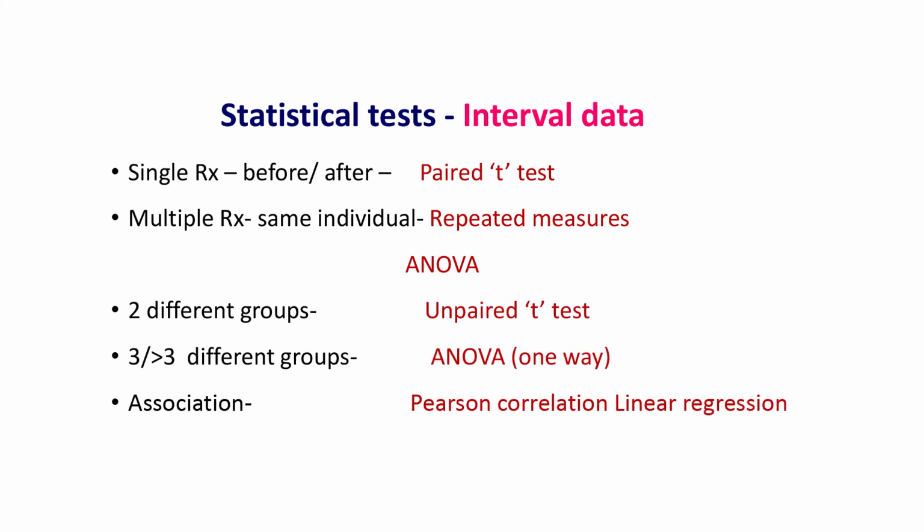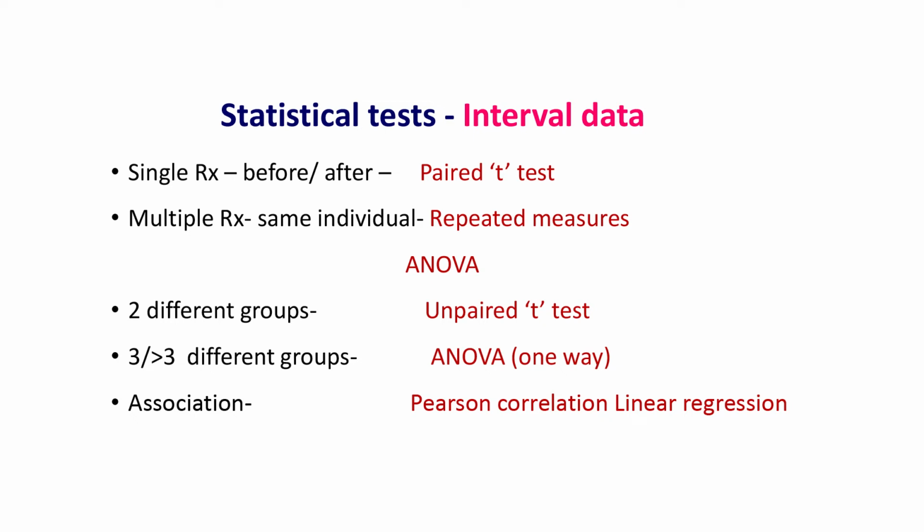Now let us go into more detail. Suppose you have interval data. Obviously the tests which you will apply are parametric tests. If there is a single treatment and you are taking readings before and after, the test which you will apply is called a paired t-test. Two readings, before and after, is a paired t-test. If there are multiple treatments or multiple time points, then you will apply repeated measures ANOVA.